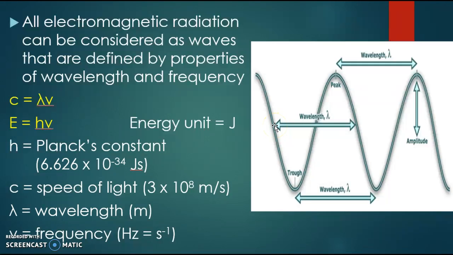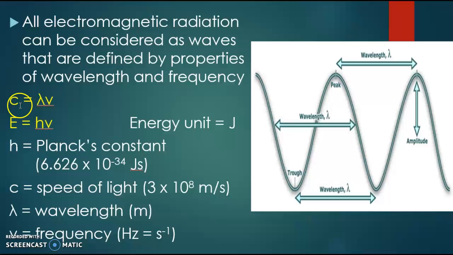So that's the distance from a point on one wave to the exact same point on the next wave, okay? So you can measure that from middle to middle, bottom to bottom, top to top, really wherever you want to, as long as you're being consistent, and it'll always be the same value. So that's the wavelength. The frequency is how often you see the waves.